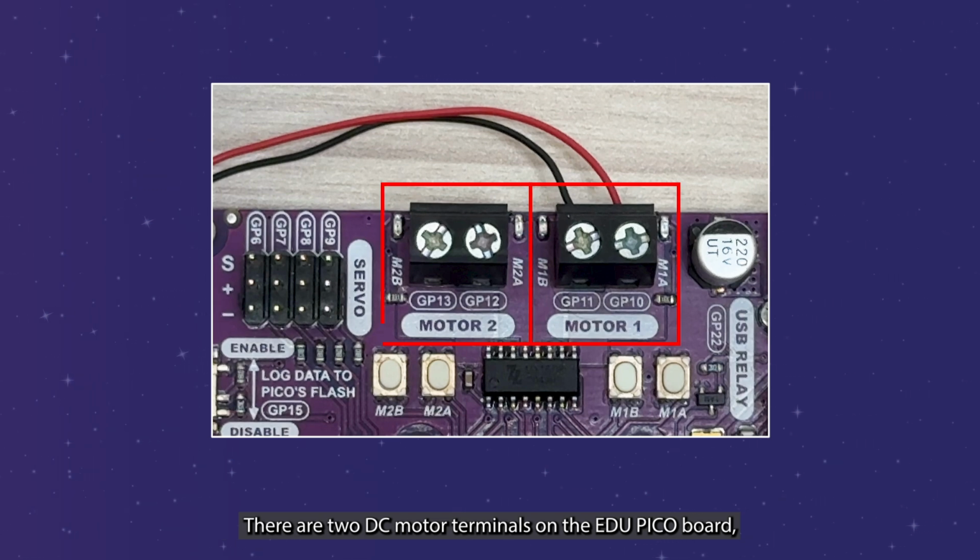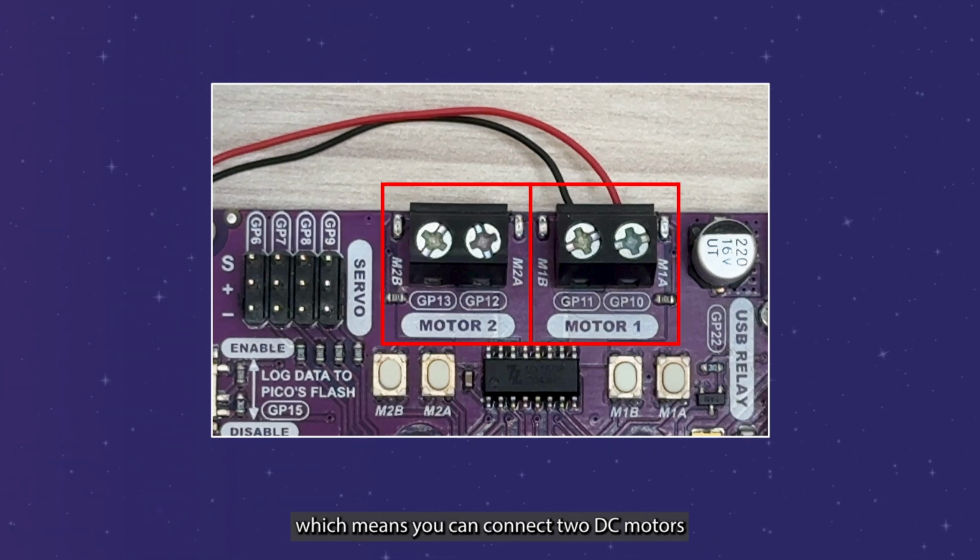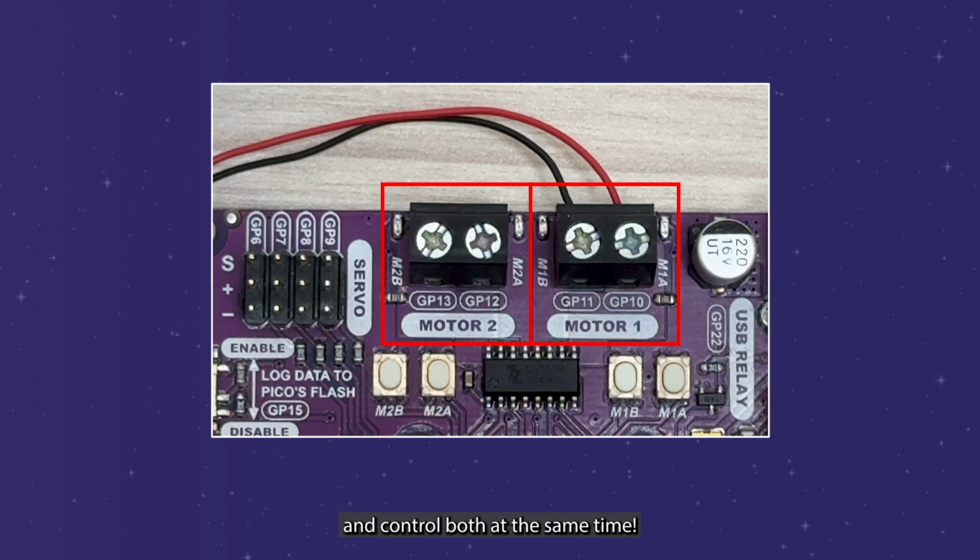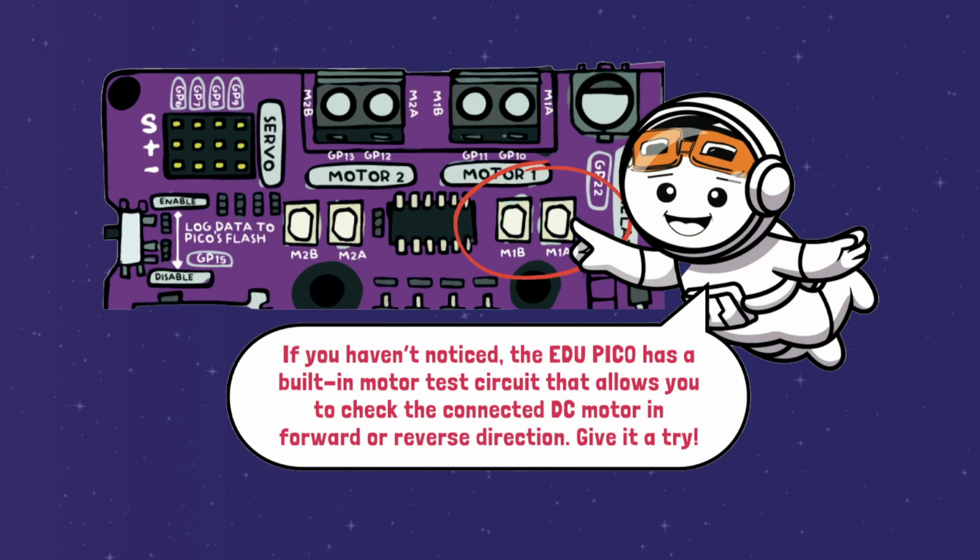There are two DC motor terminals on the EDU PICO board, which means you can connect two DC motors and control both at the same time. If you haven't noticed, the EDU PICO has a built-in motor test circuit that allows you to check the connected DC motor in forward or reverse direction.